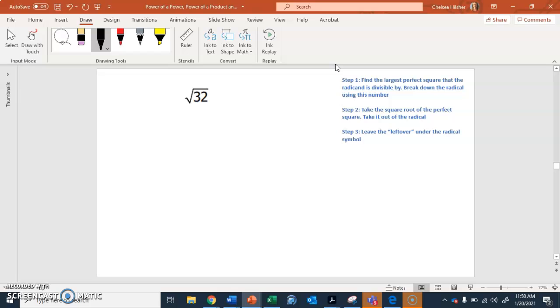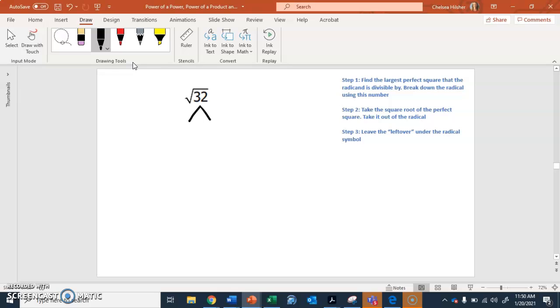So step 1 says to find the largest perfect square that the radicand is divisible by. The radicand is our number inside of our radical symbol. We're going to break down the radical using this number. I use a little factoring tree. Hopefully it's fresh in your mind from when you were using factors to get a product.